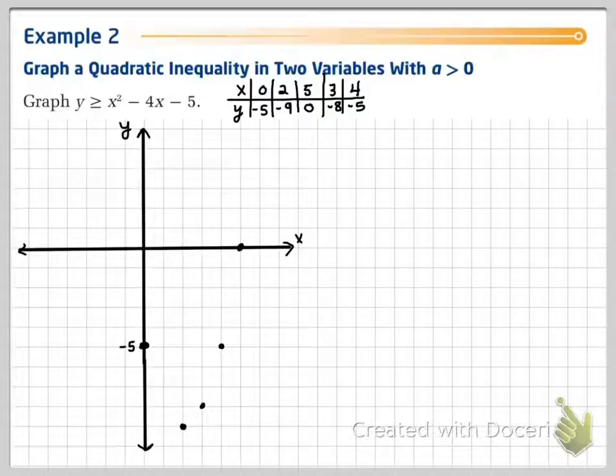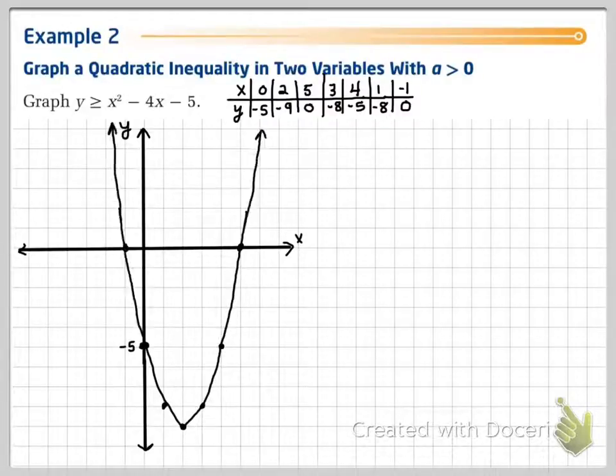How about when x is 1? When x is 1, I'm going to get a value of negative 8, so it's starting to look pretty symmetrical around the line x equals 2. Looks like that's going to be my line of symmetry. Now when x is negative 1, I'm going to get a value of 0. I can pretty accurately draw my parabola.